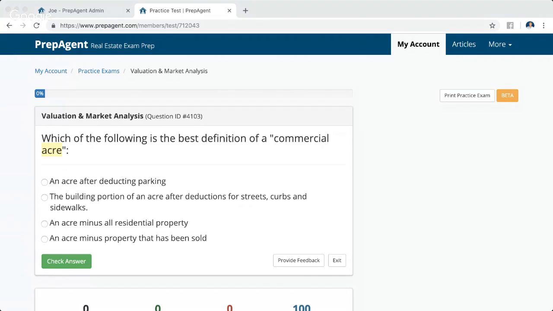Which of those approaches would you use for your average home, like the home you live in right now? The market data sales comparison. Good. What is the market data sales comparison approach?